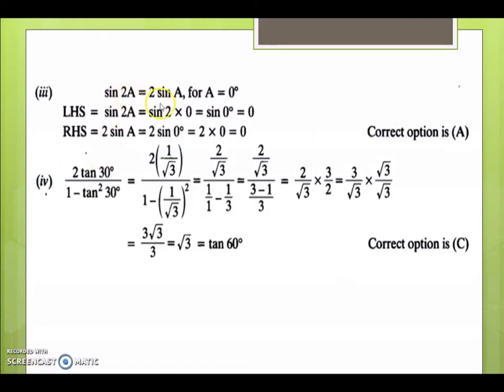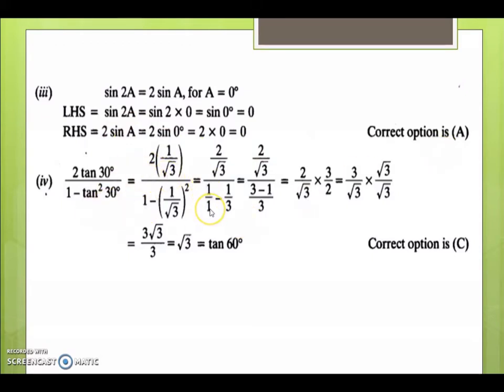So sin 2A is equal to 2 sin A for A is equal to 0. So you will evaluate the left hand side first. Sin 2A is sin 0, which is 0, and 2 sin A is also 0. So A is the correct option.